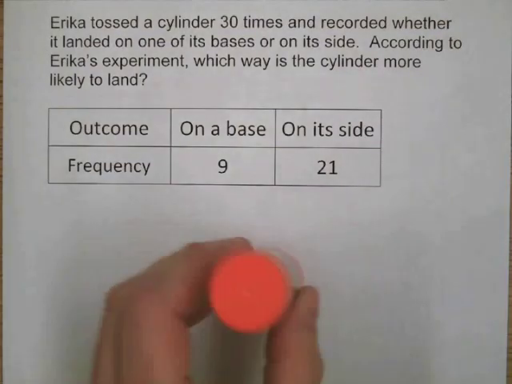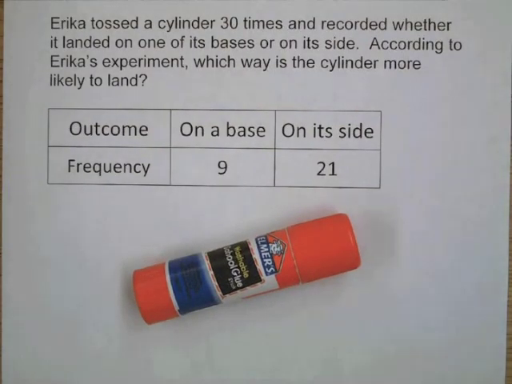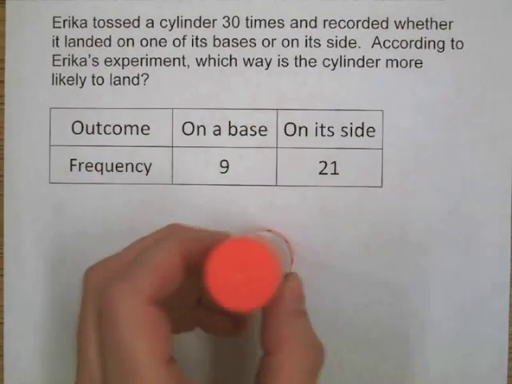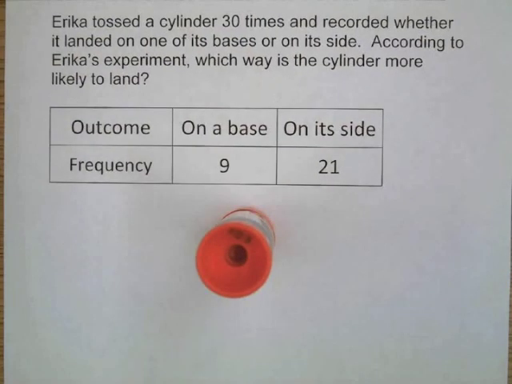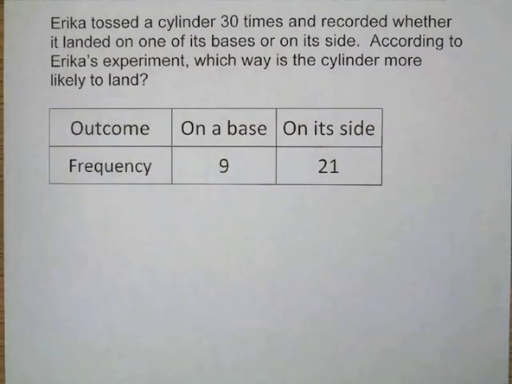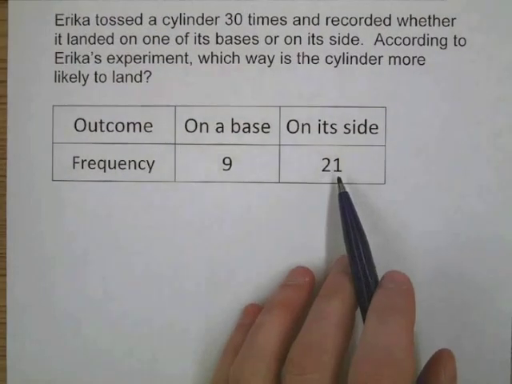And here is a cylinder. A glue stick is a good example of a cylinder. So this would be if it landed on its side, or it could land on a base. So this would be landing on a base, or this would be landing on a base. So Erica tries her experiment, and she tosses it 30 times, and according to her experiment, it lands on its base 9 times and on its side 21 times.